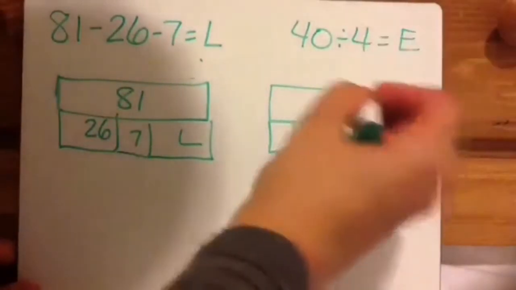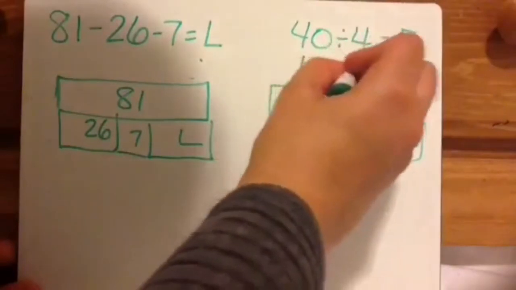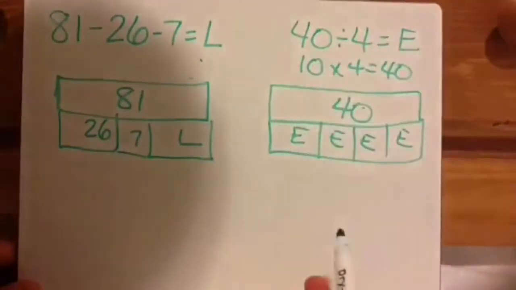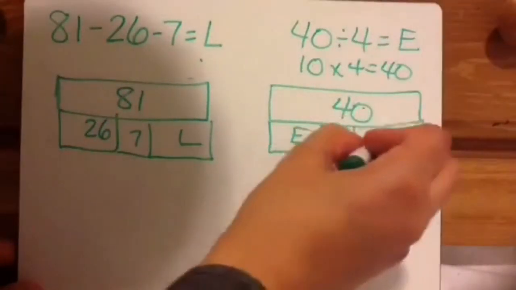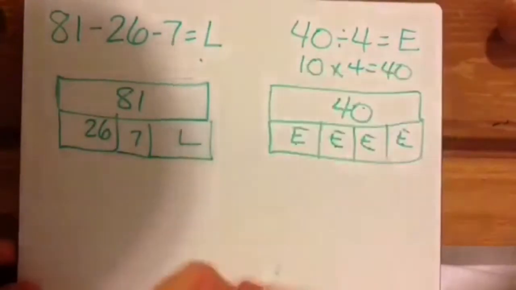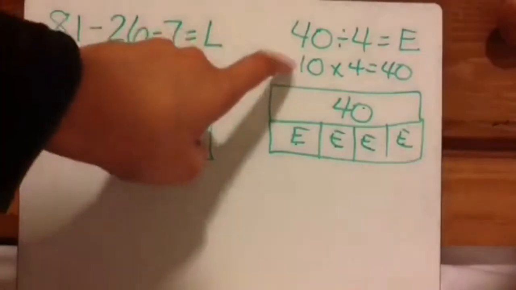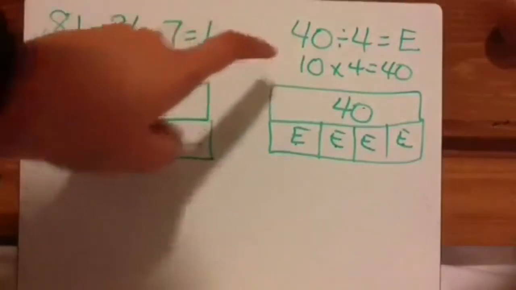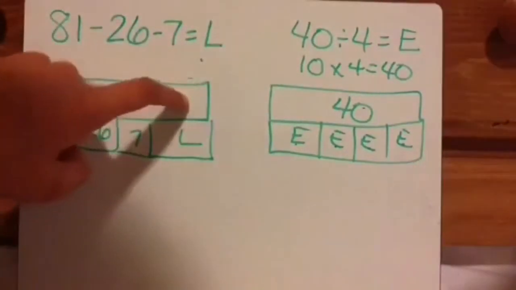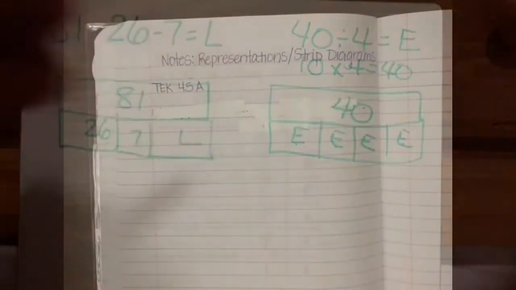So the answer is 10. We know that. So 10 times 4 equals 40. If you think about it, 10, 10, 10, 10 equals 40. So these division and subtraction both start the same way, but then whatever its fact family.